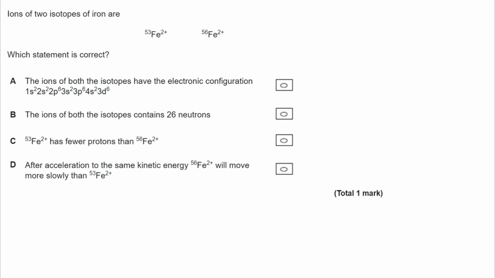Onto an isotopes question now. We need to know which of the 4 statements is correct. So let's take a look through each of them. The ions of both the isotopes have the electron configuration 1s2, 2s2, 2p6, 3s2, 3p6, 4s2, 3d6. Now it would be very easy to look at that and think, well, they're the same charge, so they do have the same electron configuration. That's true. But it hasn't taken into account the fact that we empty 4s before we empty 3d. So though they will both have the same electron configuration, that electron configuration is not what's in A.